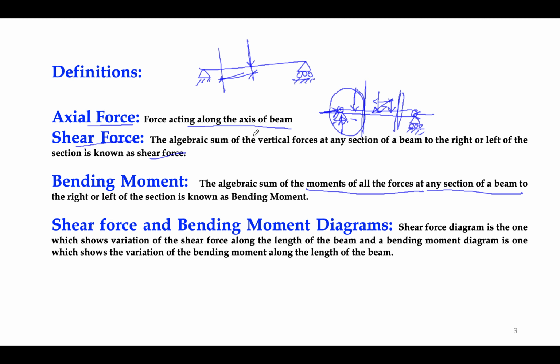Once we get these values, we get shear force, then we get bending moment, then our work is only to plot these values. When we plot the shear force, we get the shear force diagram. When we plot bending moments, we get the bending moment diagram. Shear force diagram shows the variation of shear force along the length of the beam, and bending moment diagram shows the variation of bending moment along the length of the beam. So these are the basic definitions.